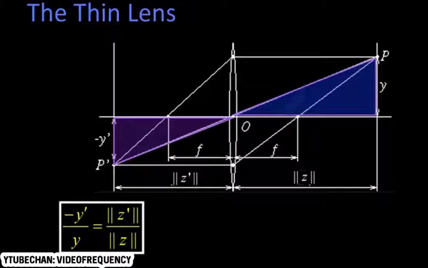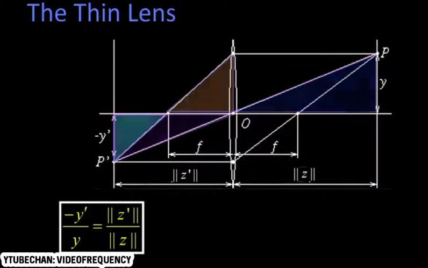And I probably could have used the magnitude of y prime, but just to make it clear that the y value is inverted, I said negative y prime as being a positive value. So if y is positive, then y prime would be negative. If y is negative, then y prime would be positive, and thus the negative sign. All right, so that's our first similar triangle.